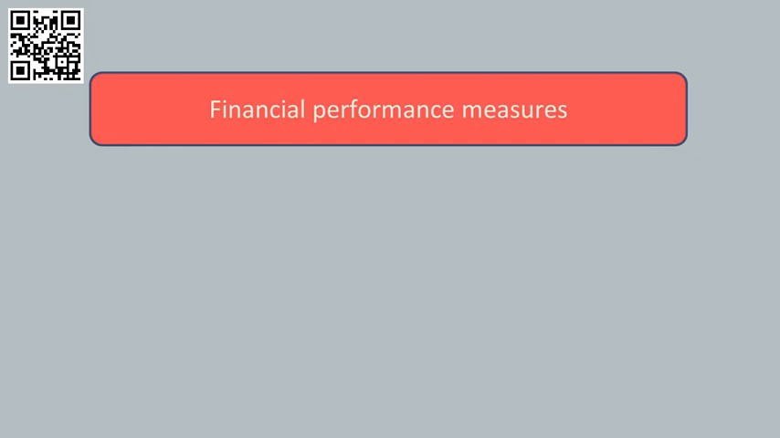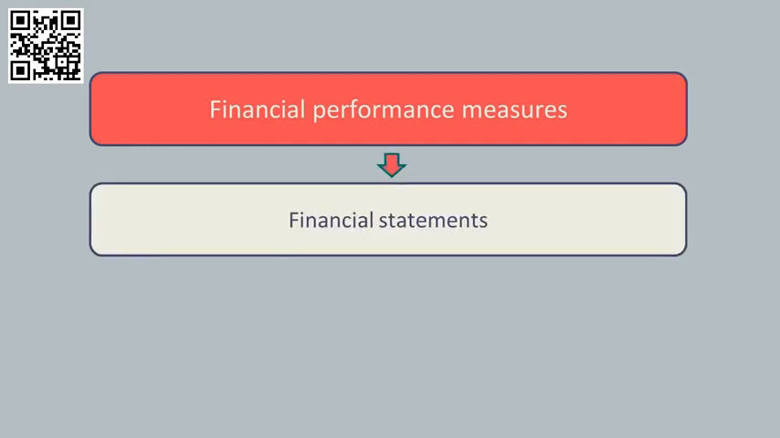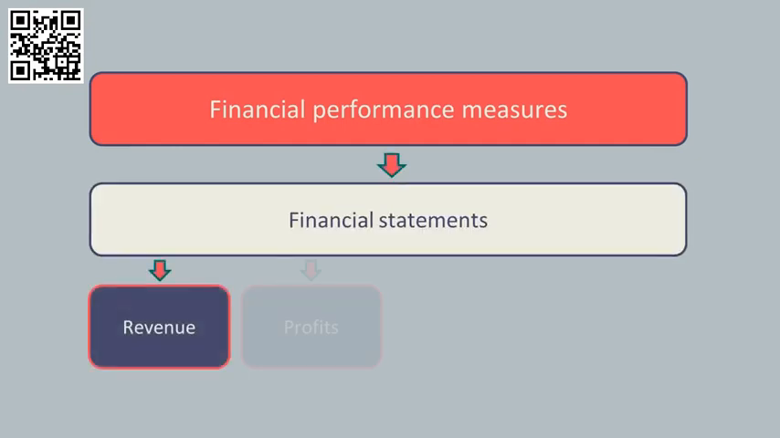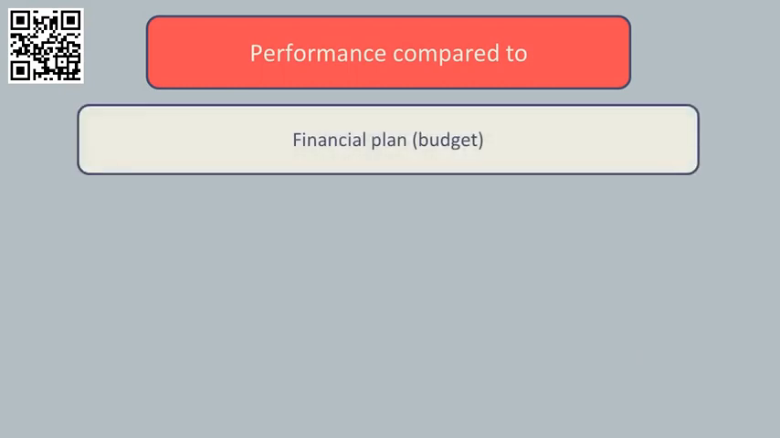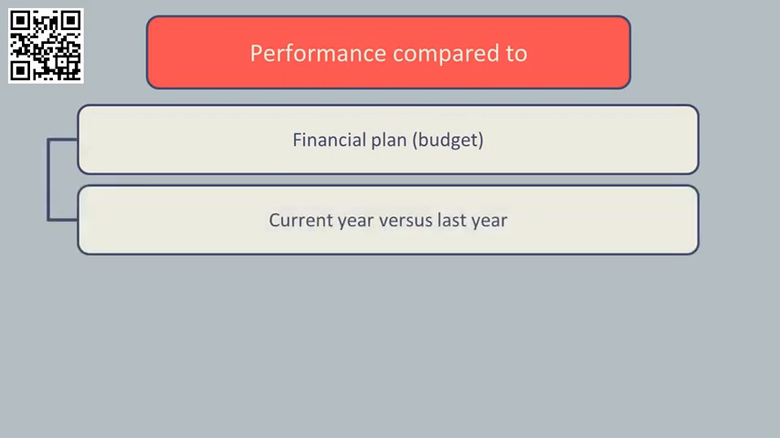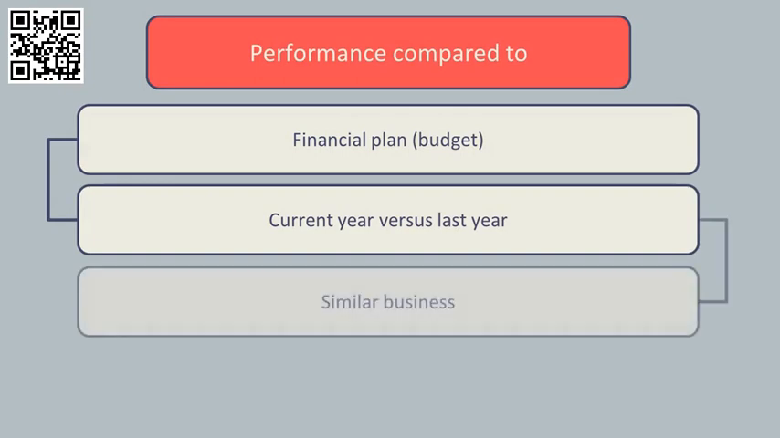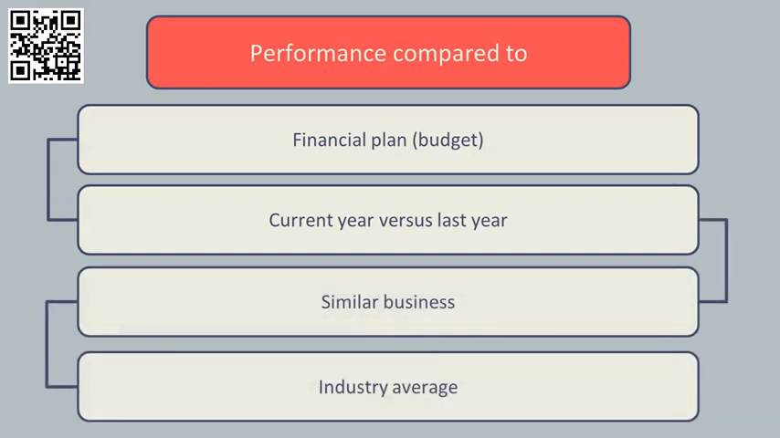At a high level, performance measures can be divided into two types: financial performance indicators and non-financial performance indicators. Financial measures will typically relate to figures from the financial statements, e.g. revenue, profits, return on capital, cash flows, etc. The actual performance is usually measured against a financial plan, such as a budget, or performance could be measured by comparing the most recent set of data against a previous time period, or maybe even comparison against a similar business or an industry average.